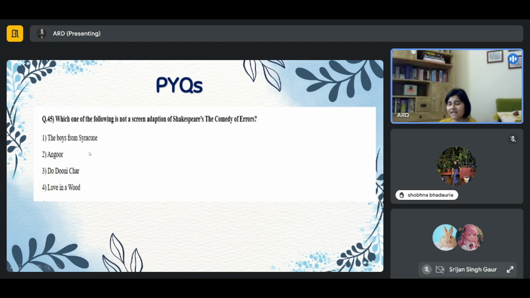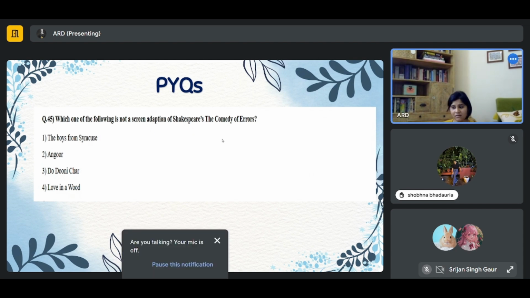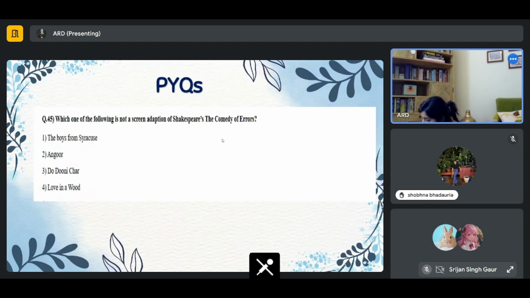But this question can be approached in another way. Without knowing the screen adaptations of Shakespeare, we can approach this question. So which of these is not a screen adaptation? Love in a Wood. Love in a Wood. Are you guys writing? Yes, ma'am. Tell me, why did you choose Love in a Wood?